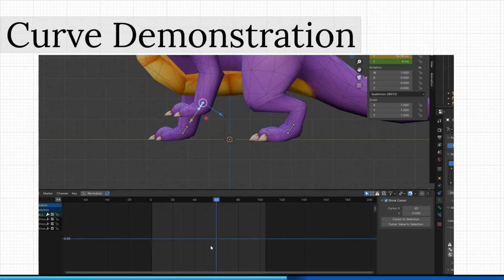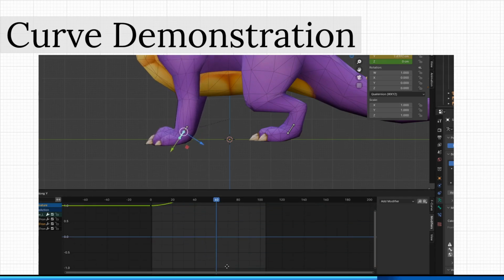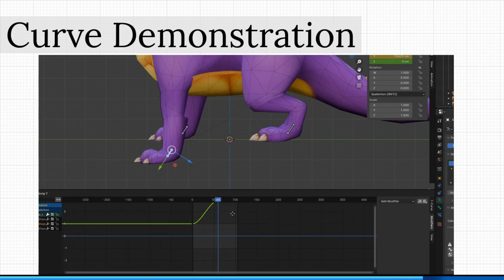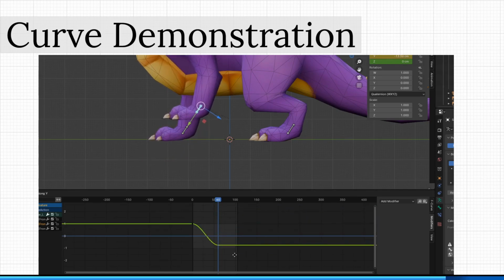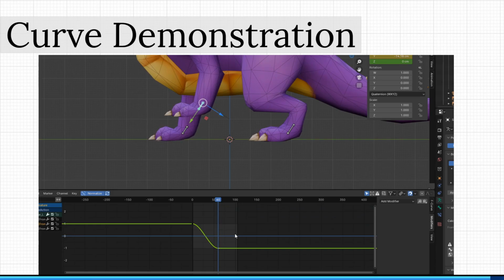As you can see, when I drag the keyframe either up and down along the graph, it pushes his foot to either our left or our right. I hope that kind of clears some things up. With this technical information out of the way, let's get started.